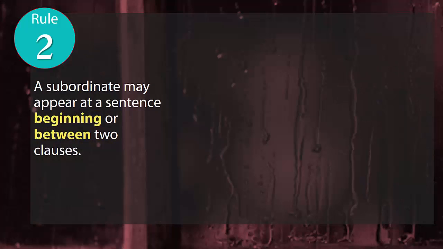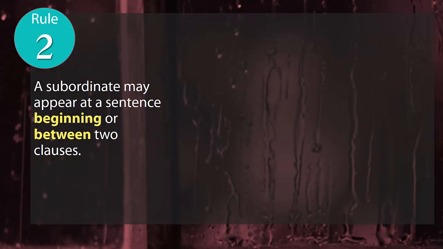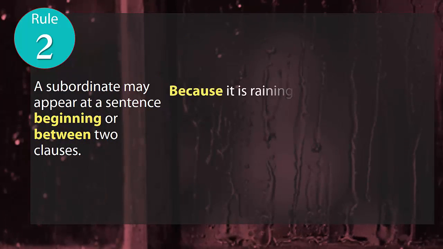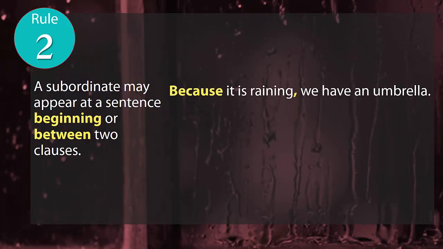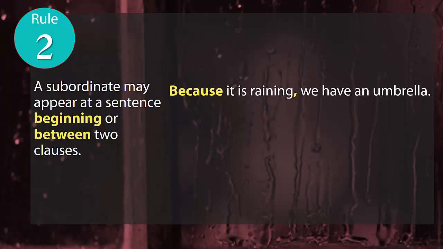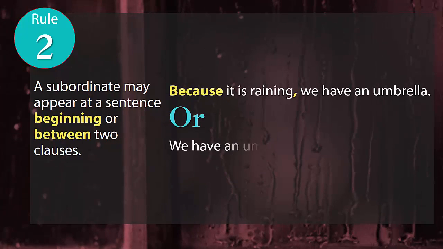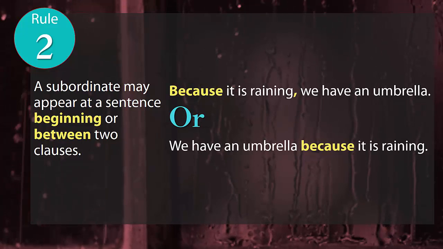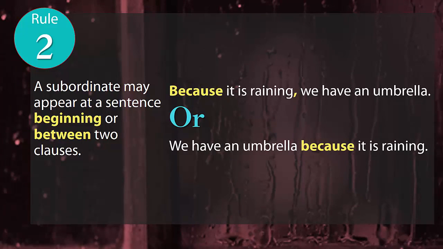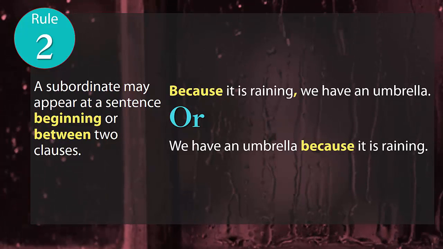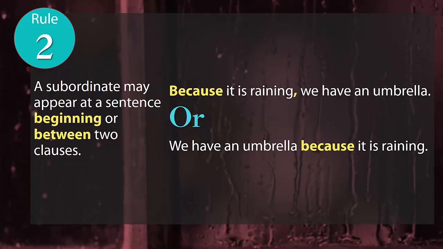Rule number 2, a subordinate may appear at a sentence beginning or between 2 clauses. Because it is raining, that's why we need a comma. Remember, it can't leave on one side. So if it can't leave on one side, it needs the help of a comma. Because it is raining, we have an umbrella. Or you can say we have an umbrella because it is raining. If it's in between, subordinates are like WWE champions and they do not need any help. So, comma, back off.